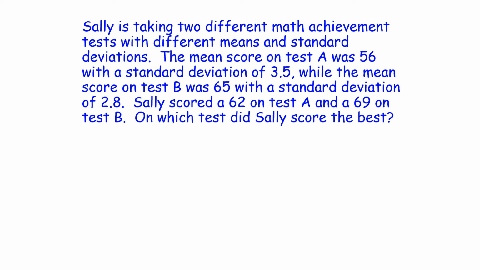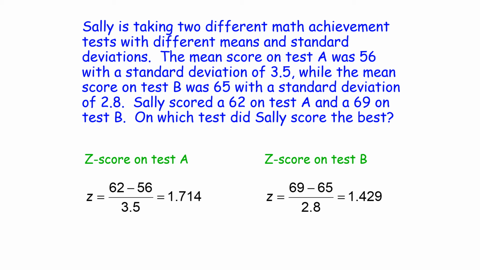Let's take a look at the z-scores here. So for test A, we have 62 minus 56 over 3.5. So again, we have Sally's score minus the mean divided by the standard deviation. And we come up with a z-score of 1.714. Let's look at the z-score for test B. So we'll take our 69 that Sally got, subtract the mean of 65, and divide it by the standard deviation of 2.8. And that gives us 1.429. So Sally did better on test A.